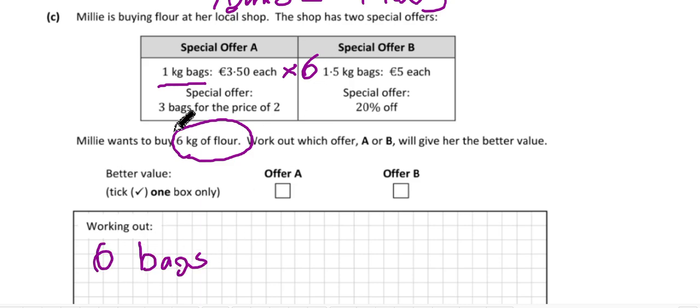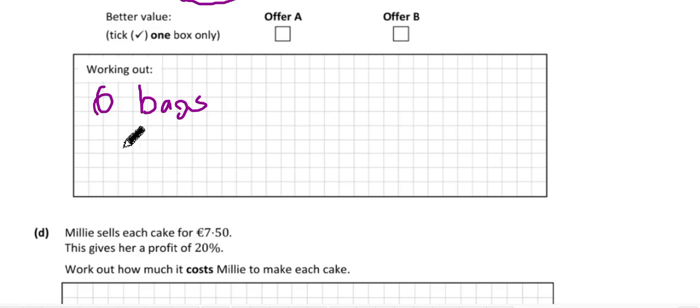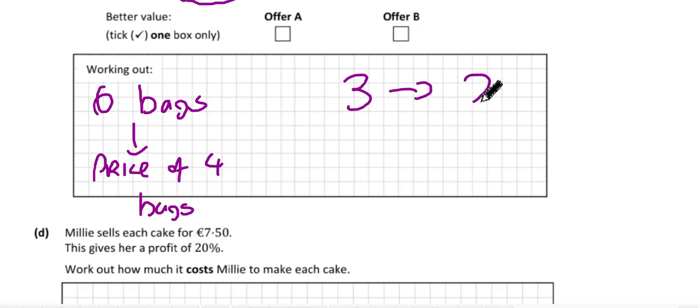But what does it tell me down here? 3 bags for the price of 2. So, technically, I'm getting 6 bags for the price of 4 bags. Does everybody get that? Because the first 3 bags, I only need to pay for 2 of them. And the second 3 bags, I only need to pay for 2 of them. So I'm only paying for 4 bags.